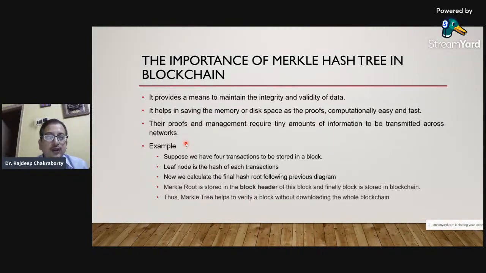So importance is obviously there. It provides a means to maintain integrity, held in memory or disk space as the proof. Their proof and management require information, and examples are there for the Merkle hash tree.